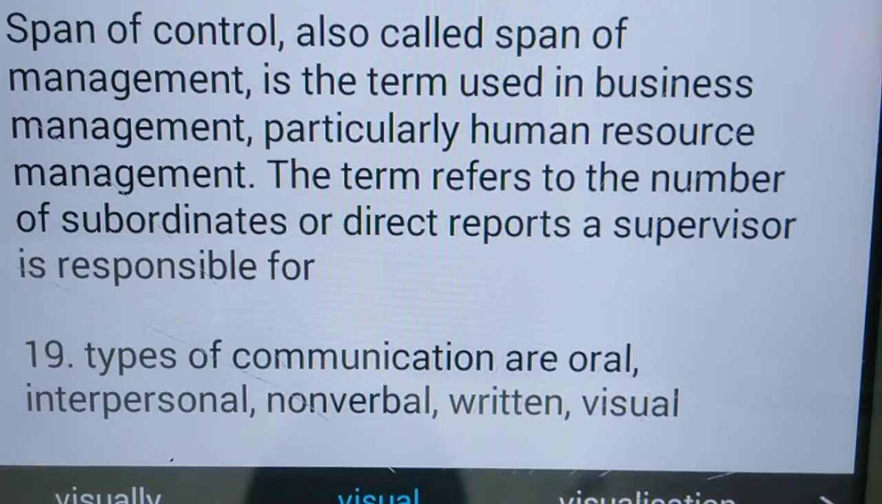The types of communication include written, oral, interpersonal, verbal, non-verbal, visual, and body signage. Even listening is also one form of communication.